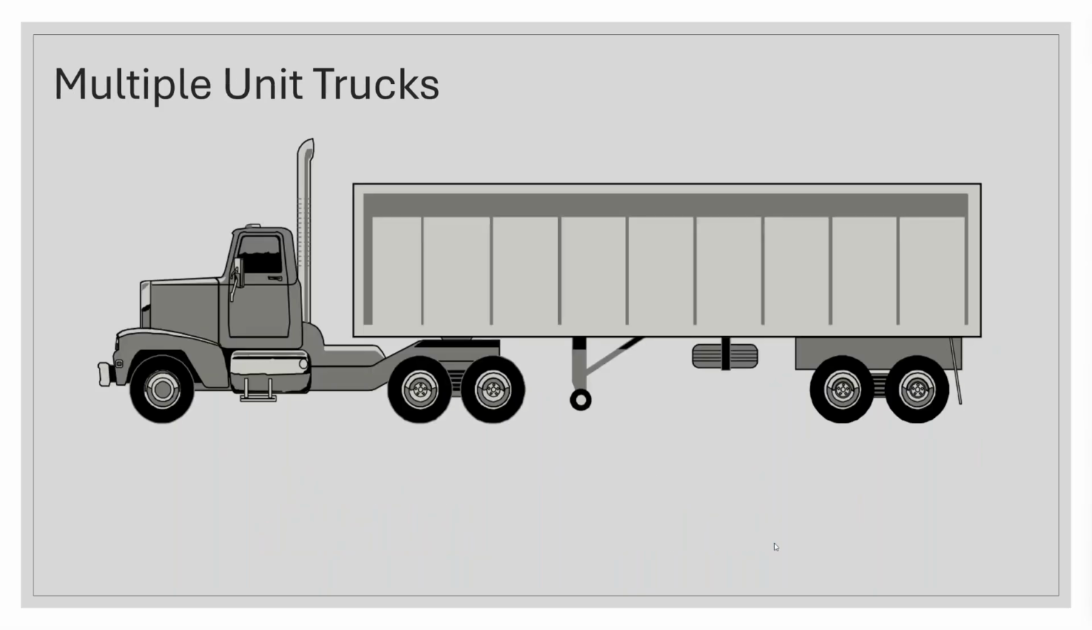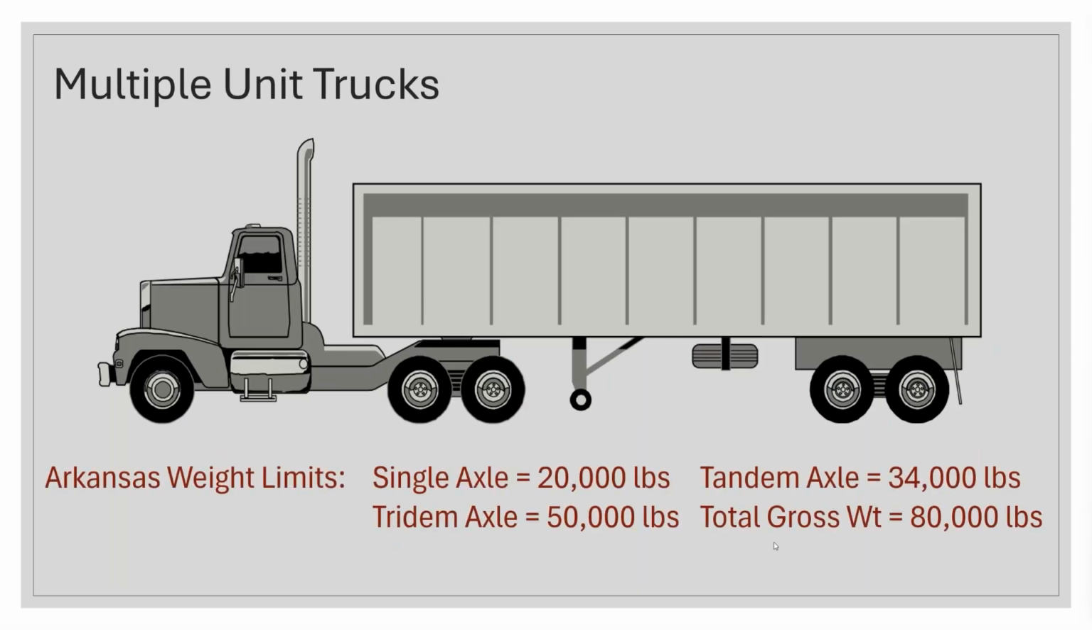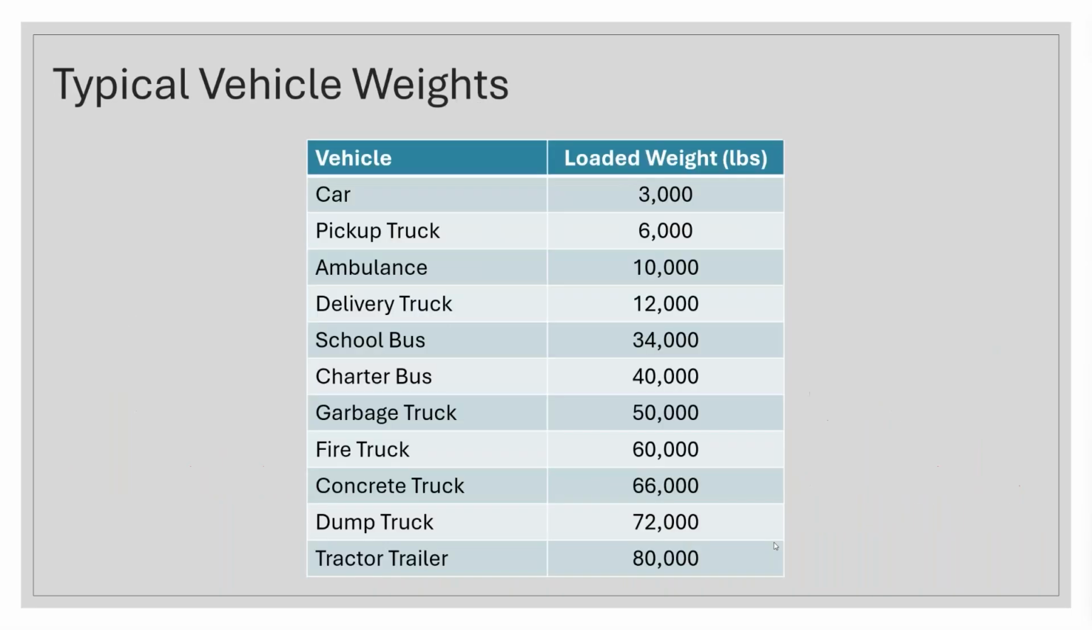Then we get to our multiple unit trucks. This is the tractor trailer type of rig. So we'll have single axle and then tandem axles, sometimes triple axles, different configurations, but this is kind of the standard. And at least in Arkansas, they have weight limits for particular axle configurations, with an overall weight limit of 80,000 pounds. So again, we've gone a long way away from that smart car.